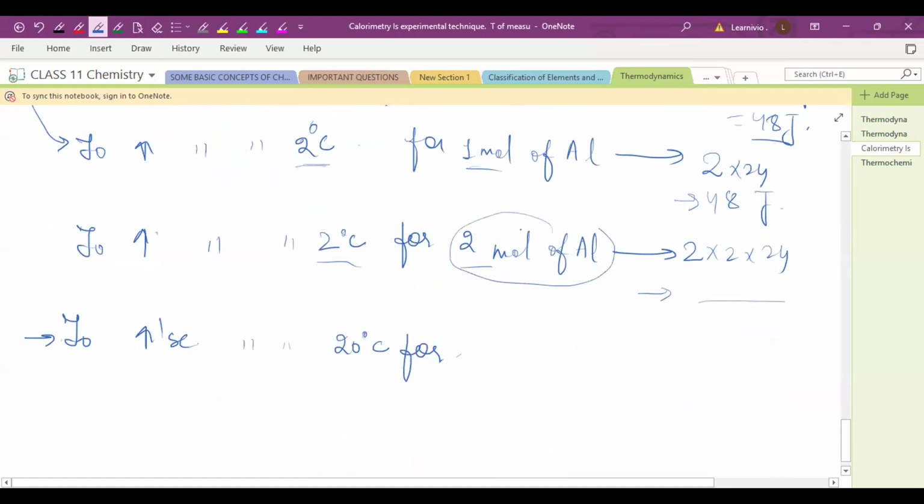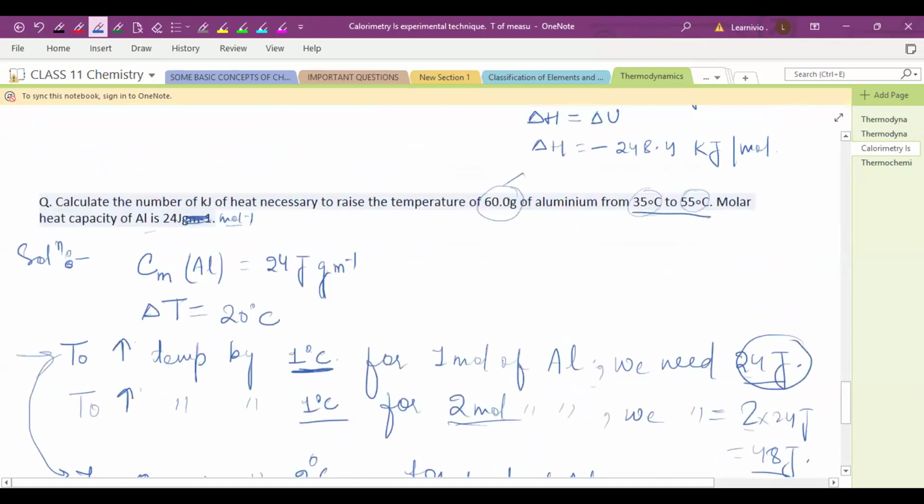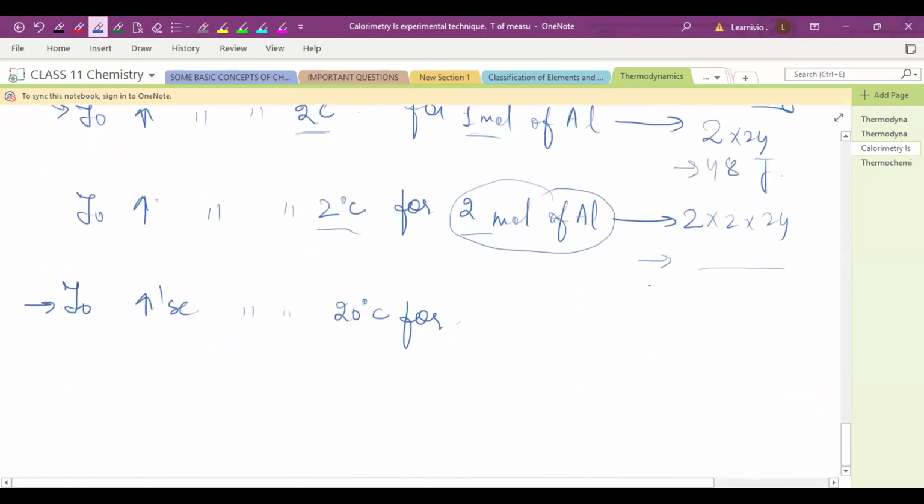So the number of moles you have to calculate over here. What is the number of moles? Given mass upon molar mass. So the given mass of aluminium is 60. And what is the molar mass of aluminium, Saniti? Atomic number is 13, right? So the molecular mass is 27, right? So 60 divided by 27.